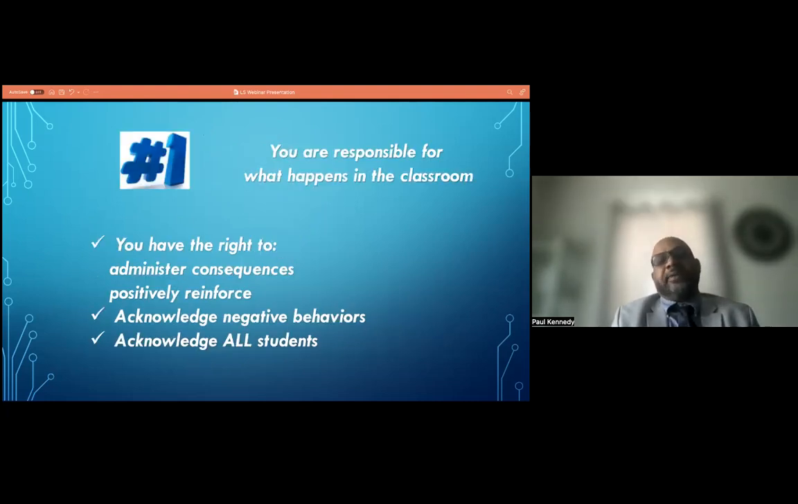So we have two things. We want people to always know, our scholars to always know, our teachers to always know, number one, you are responsible for what happens in the classroom. You can't point fingers, you can't say it's somebody else. You have the right to administer consequences. You have classroom management inside your classroom. But we always want our teachers to positively reinforce those behaviors. We want teachers to acknowledge negative behaviors. We really do, because we look at those as learning tools. We look at those as teachable moments.